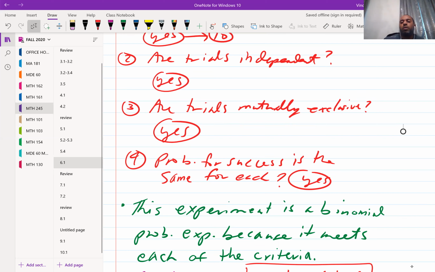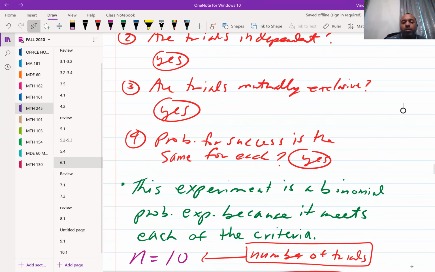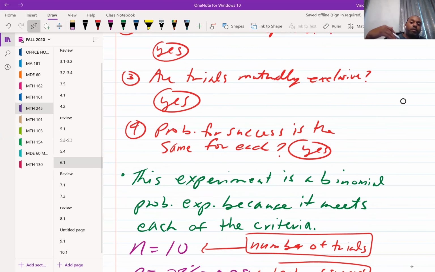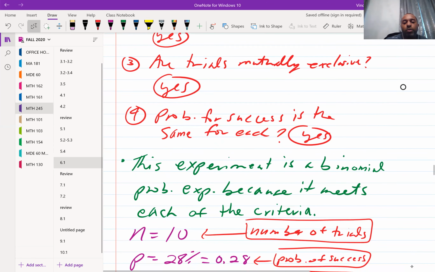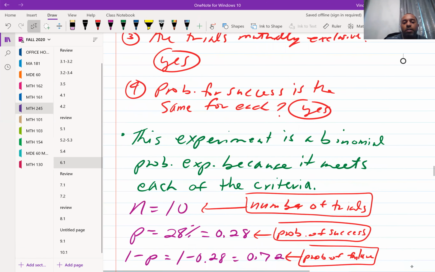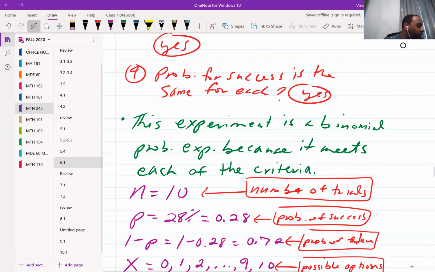All right. Any questions? Everybody good? Cool. So now that we've established that it does fit the binomial probability experiment criteria, go ahead and establish our variables. Number of trials, 10. That's N. 28% success. Don't forget to convert that to a decimal: 0.28.